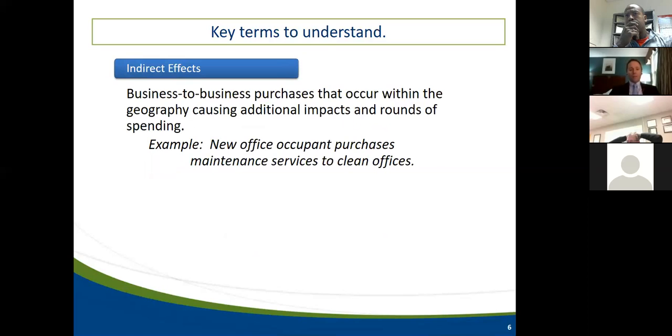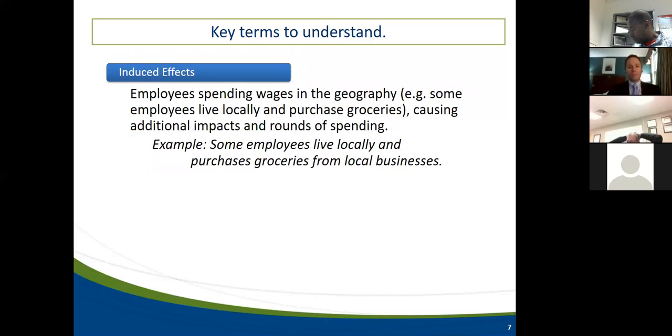Indirect effects are business-to-business purchases, okay? Which is to say, whatever new dollars are coming into the economy, that business has to purchase inputs. So if you have a tool manufacturer, they may have to buy steel. So steel is the input. They have to buy steel from the local steel producer. That's an input, so it's business-to-business purchases. The example I give here is the office occupant. Maybe they have to buy janitorial services or legal services or whatever it is, but business-to-business.